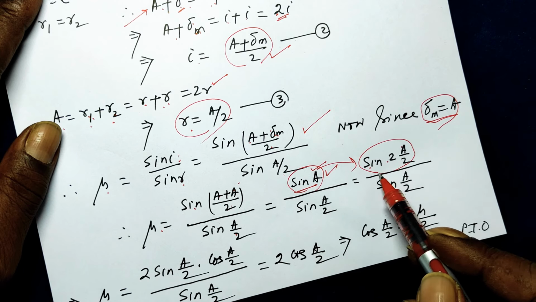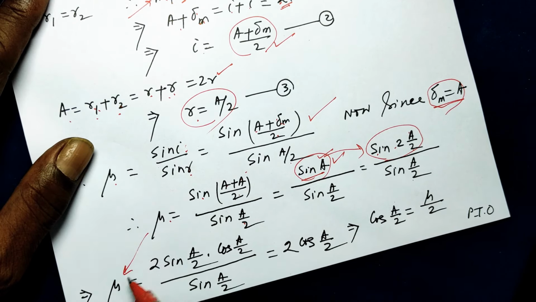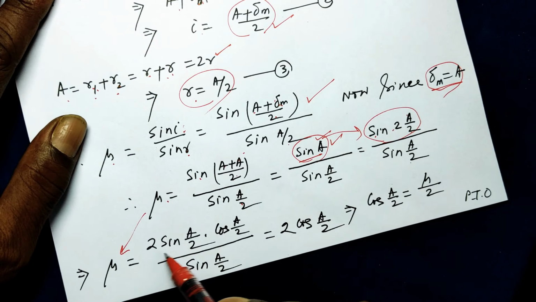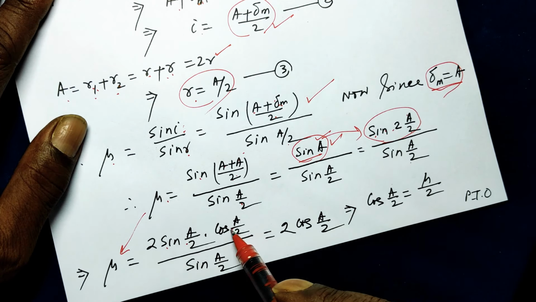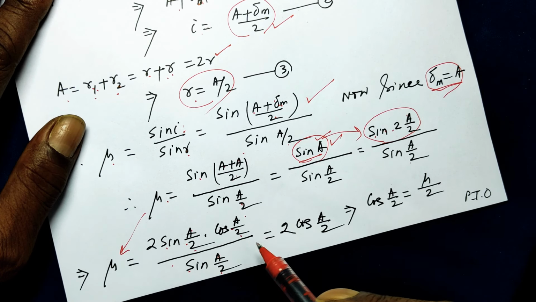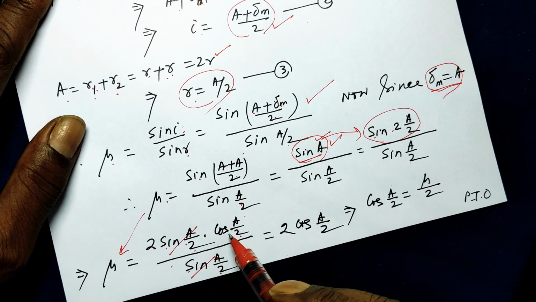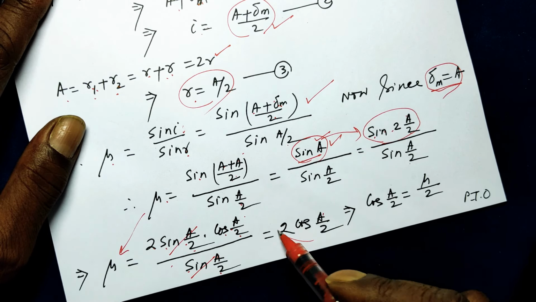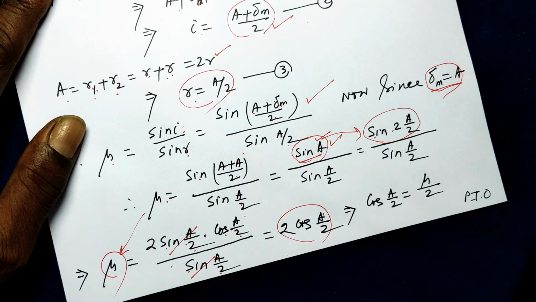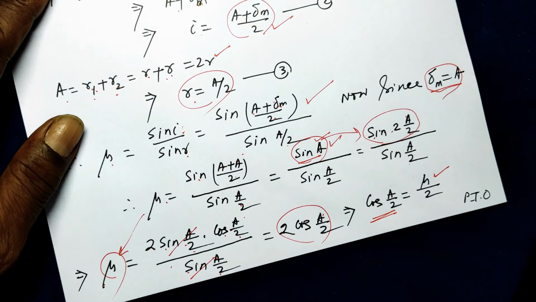So this comes under the formula sine 2 theta. So your mu is equal to sine 2 theta, 2 sine theta cos theta, over sine A by 2. Theta means A by 2, I am taking A by 2 as theta. So sine A by 2 cancels, and we are left with 2 times cos A by 2 as your mu. Now 2 was multiplied here. If it comes to the left hand side, it will be divided. Mu over 2 is cos A by 2.